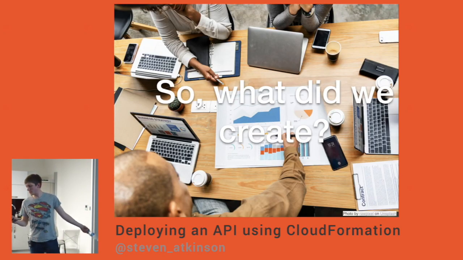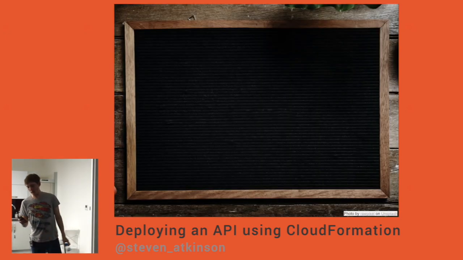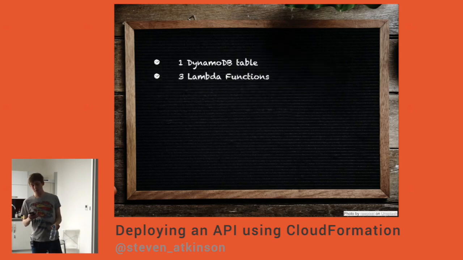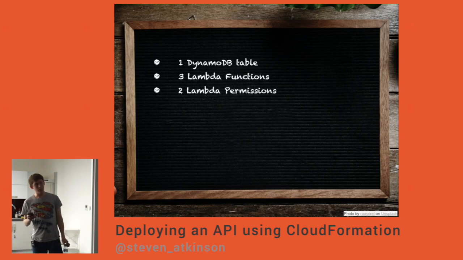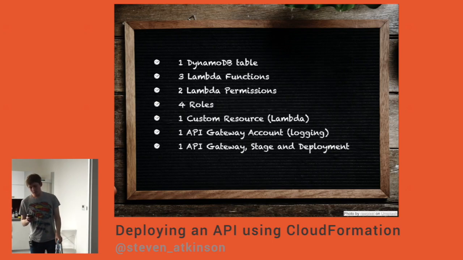So, what did we create? How many things did we create? So we created a DynamoDB table, created 3 Lambda functions, created 2 Lambda permissions just for the API gateway, created 4 roles.